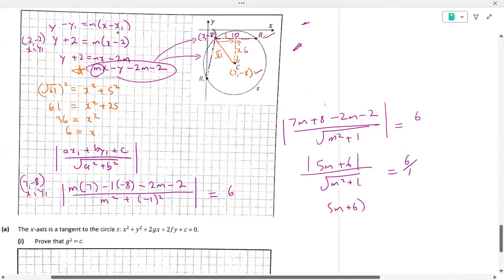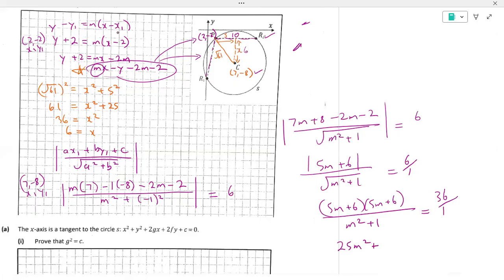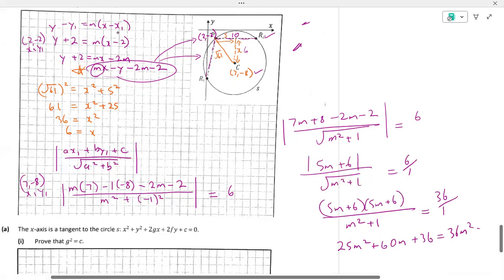So essentially it means I'm going to write this bracket twice. Square root cancels with the square. So that just leaves me with that, and that becomes 36. Cross multiplying, so 25m squared, that's going to become 60m plus 36, and this is going to become 36m squared plus 36. Now the 36s are going to cancel there actually.